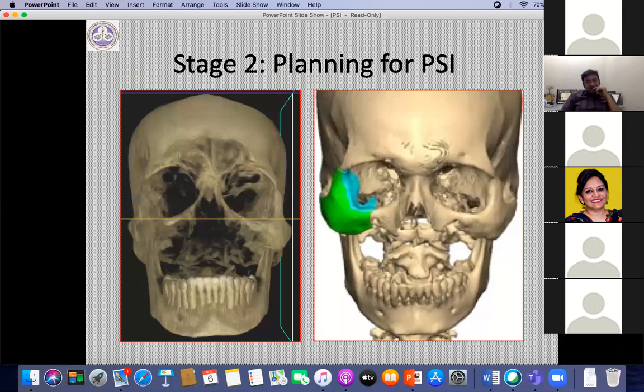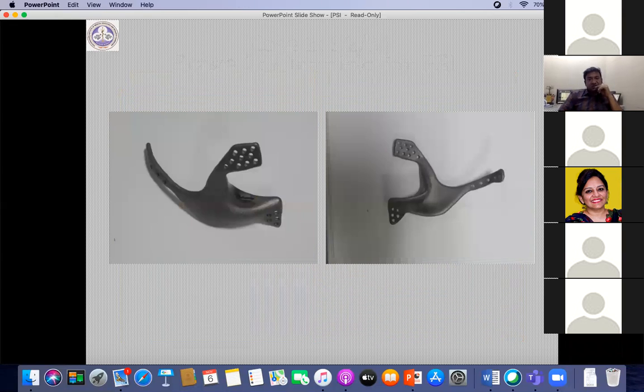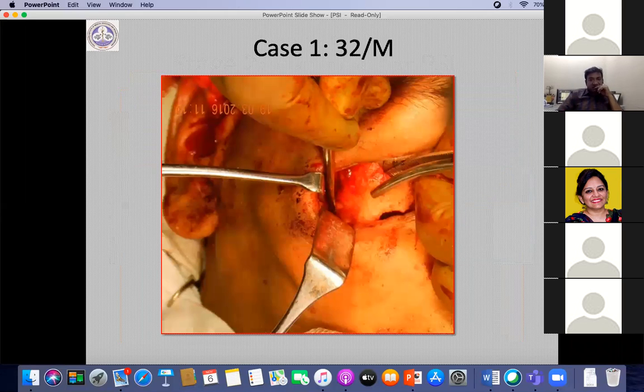Now we plan the PSI in this particular case. This is the image where we plan the PSI, the extent and the other dimensions of the right zygoma. And this was the final product which we had, of titanium, with an infraorbital skin incision and a hemicoronal incision. We opened the site.